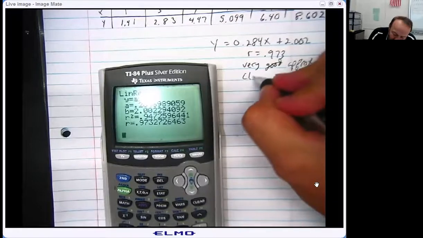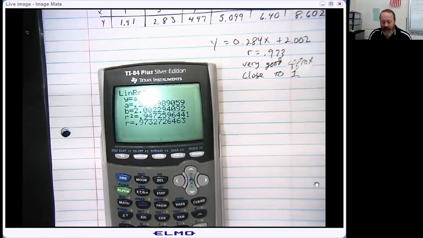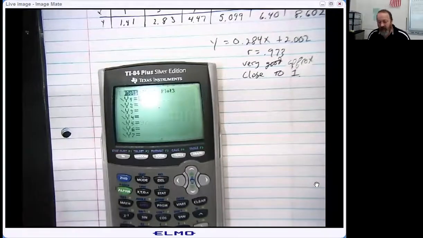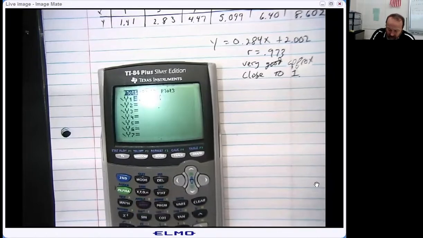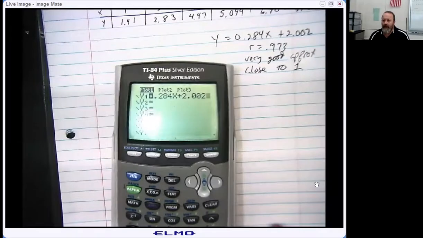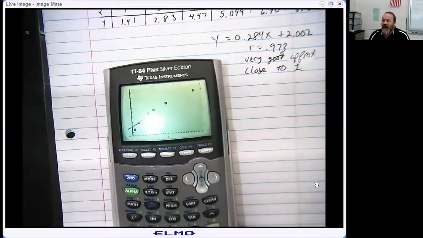It's close to 1. It's a really, really nice deal. Now, I could actually take a look at it by just coming over here and typing the equation 0.284x plus 2.002. And if I graph that, I would then see the line coming right over the top of those points, and I could see that it really wasn't that bad.